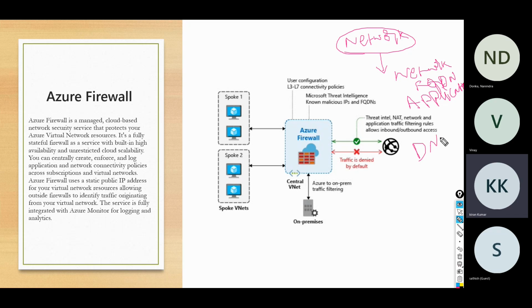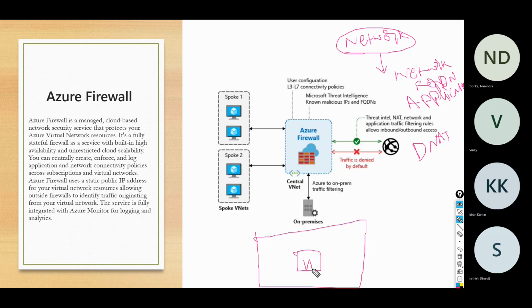And DNAT rules. So what is DNAT? Destination NAT. What is the meaning of destination NAT? Suppose on the Azure platform I have a virtual machine, a VM, and I have hosted SFTP, Secure File Transfer Protocol. Now this SFTP needs to be accessed over the internet. Some other customer, maybe a company partner, needs to access and get the data over the internet.